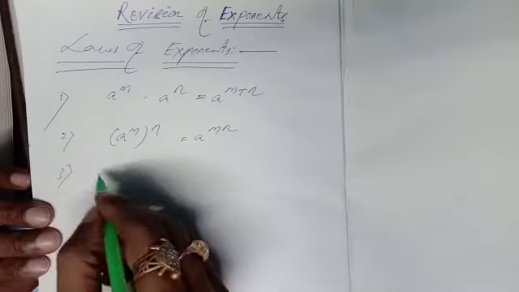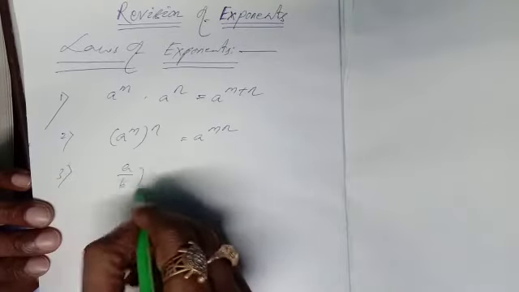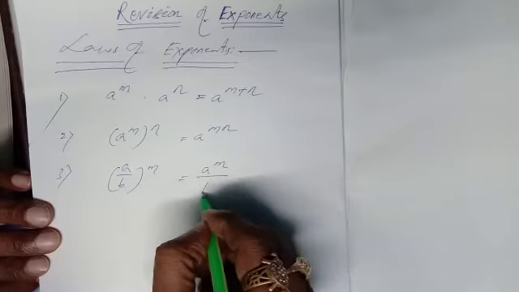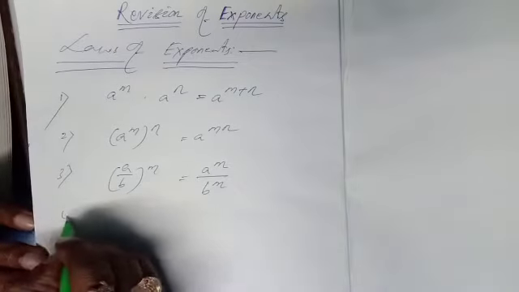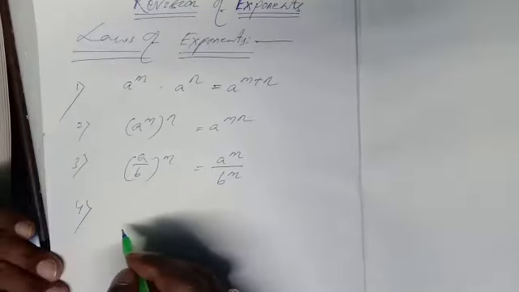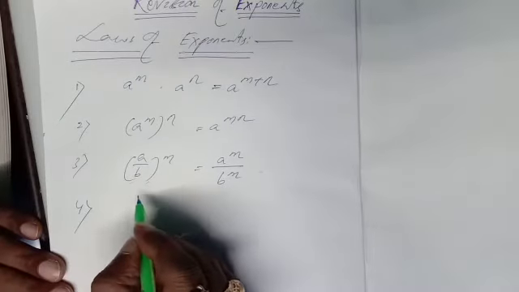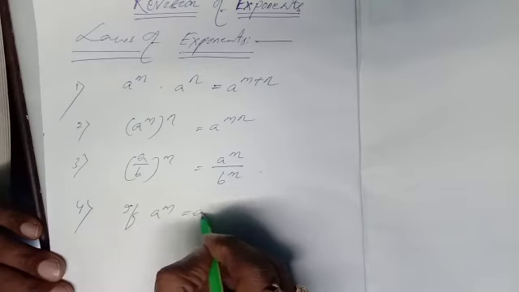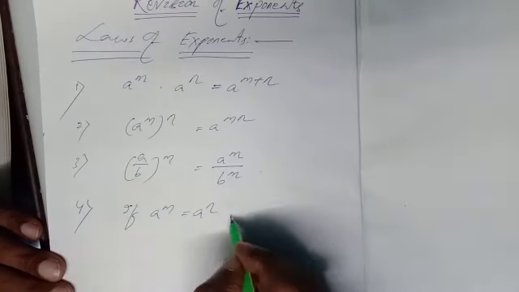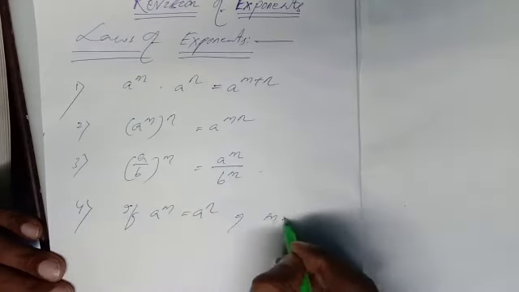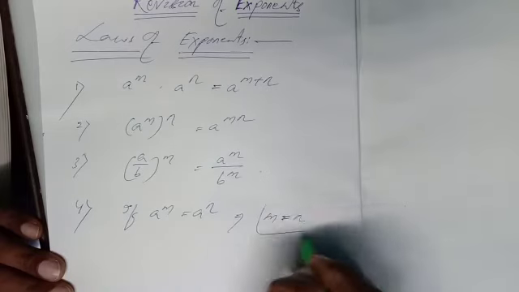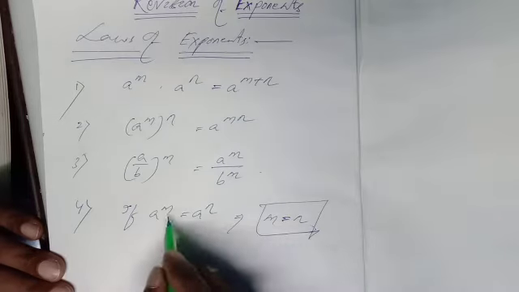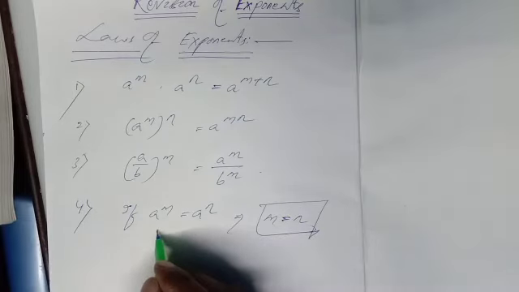Number 3, a by b whole to the power m, that means you have to write integer a to the power m divided by b to the power m. Number 4, if a to the power m is equal to a to the power n, then this implies m is equal to n, provided a should not be equal to 1.